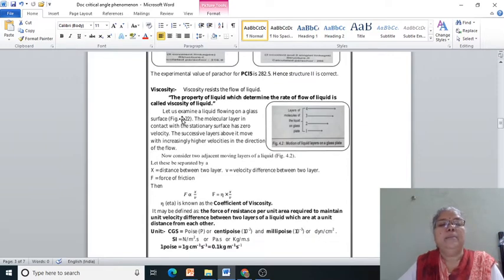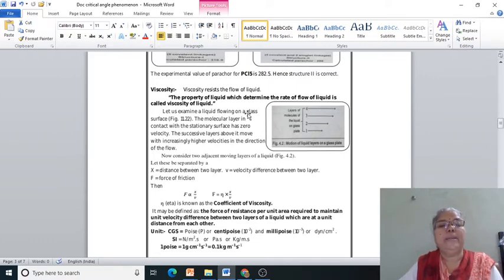Here, let us examine a liquid flowing on a glass surface. In this diagram, we have a number of liquid molecular layers. They are flowing on a plane surface. This is the first liquid molecular layer. This one is the second. This one is the third. And this one is the fourth. In this diagram, it is clearly shown that as the distance of the liquid molecular layer from the stationary surface increases, the rate of flow of the liquid molecular layer continuously goes on increasing. Here it is shown in this diagram.